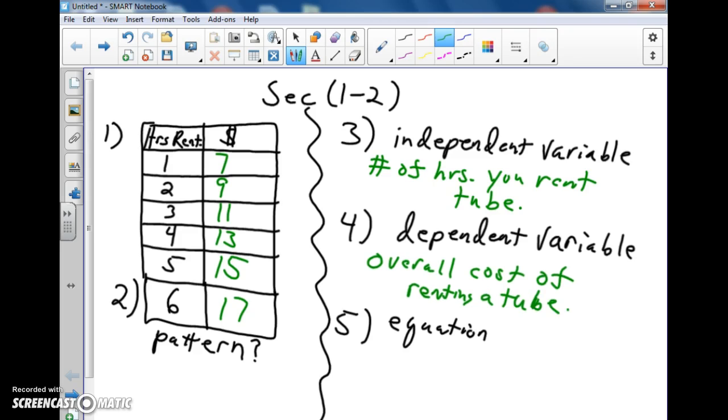Okay, and then finally, they would say, tell me what's the equation you use then to figure out the cost to rent a tube? You would put down what now? All right, y equals 2x plus 5 or y equals 5 plus 2x. And there are different answers there. That was perfect. You guys did great.